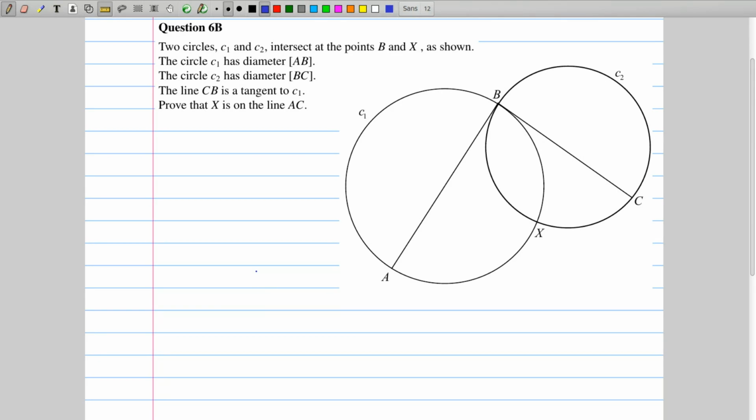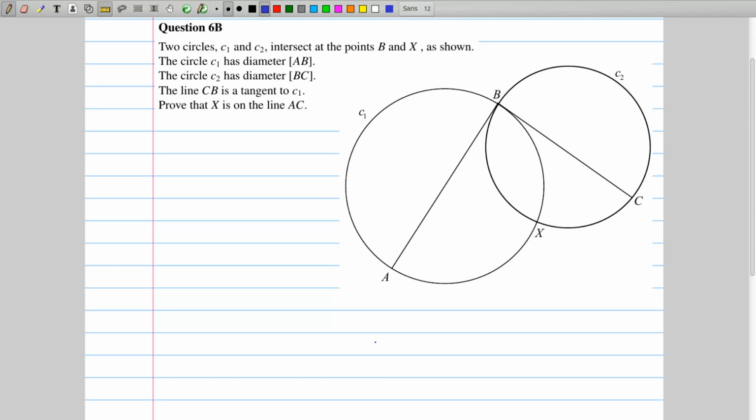Today we're continuing with 2014 Ordinary Level Paper 2, and we're moving on to question 6B, which is all about theorems. We're given a lot of information to start off with in this question. There's two circles, C1 and C2. They have intersection points, B and X. We're given diameters of each of these circles, both of which end at the point B. We're told that CB, the diameter of C2, is a tangent to the other circle, C1, and we're asked to prove that X is on the line AC.